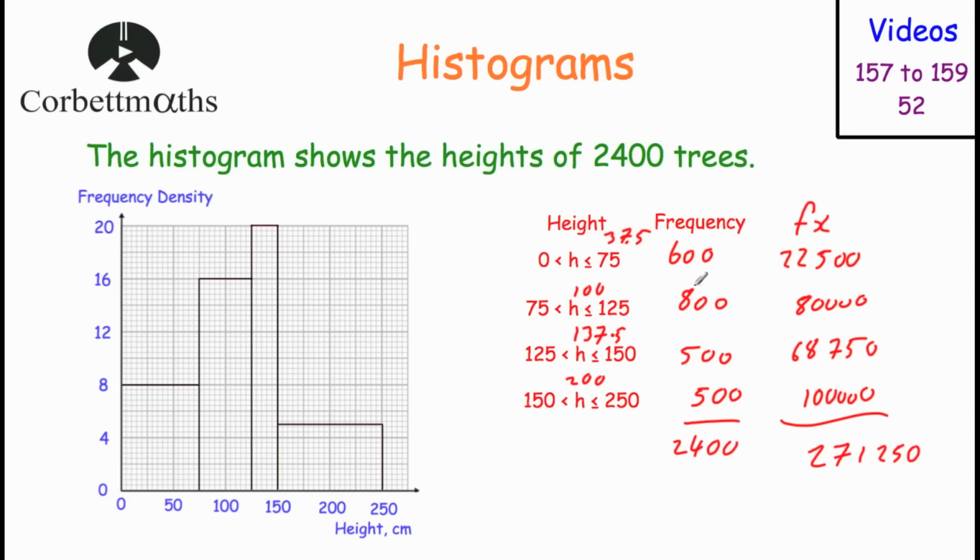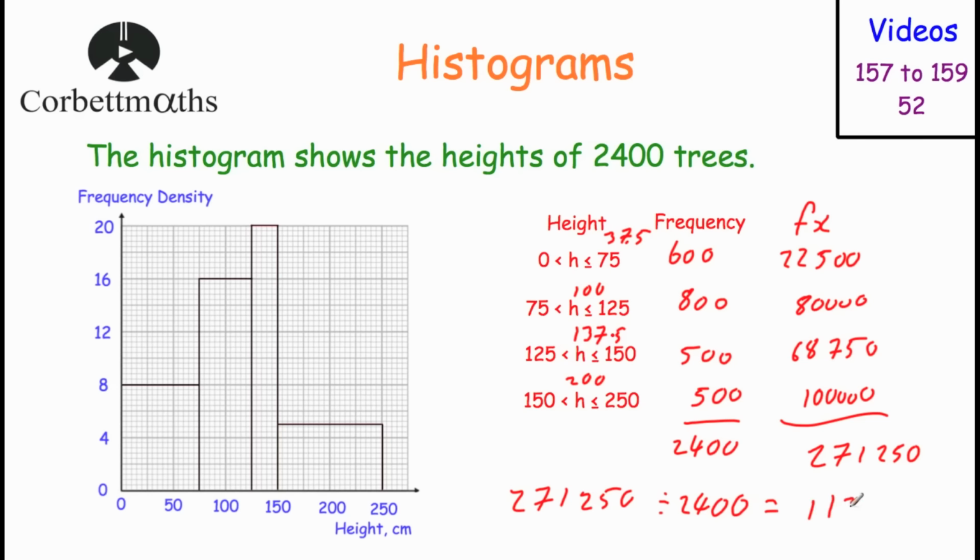So we could add up the frequencies, or we could just use the fact that we're told it in the question. So when we divide 271,225 by 2,400, the grand total divided by how many there are, that would tell us our estimate for the mean height. Remember, they're estimates because we're using the midpoints and we don't actually know the actual values.